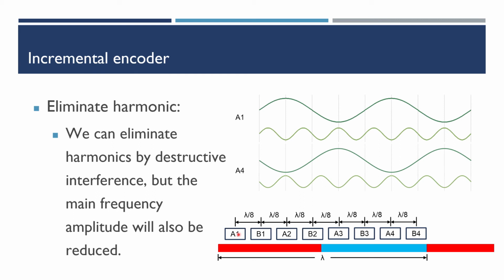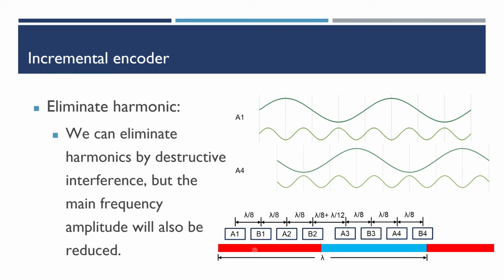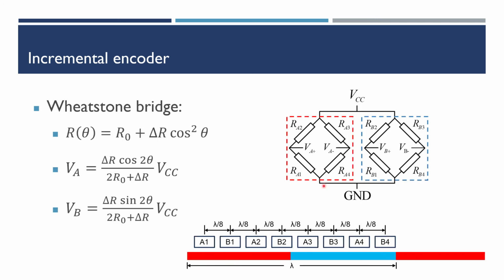Okay, so to eliminate the third order harmonic, we will add a phase shift between element 3, 4 and element 1, 2 to achieve destructive interference for the third harmonic. As the figure shown here, a 1/12 lambda shift is added between element 1, 2 and element 3, 4. And as the figure shows, we may think it is constructive interference, but actually the output voltage is the difference between V plus and V minus, not the sum of V plus and V minus.